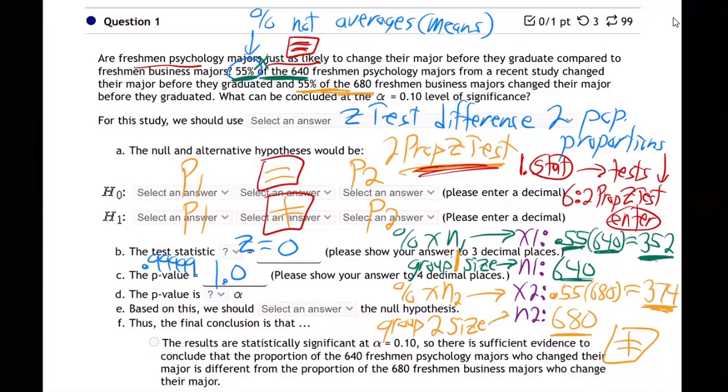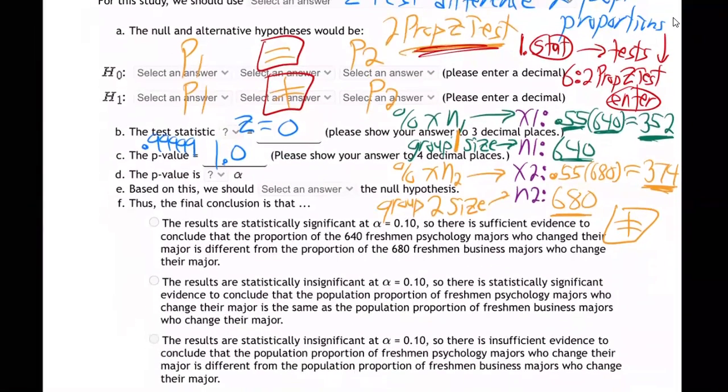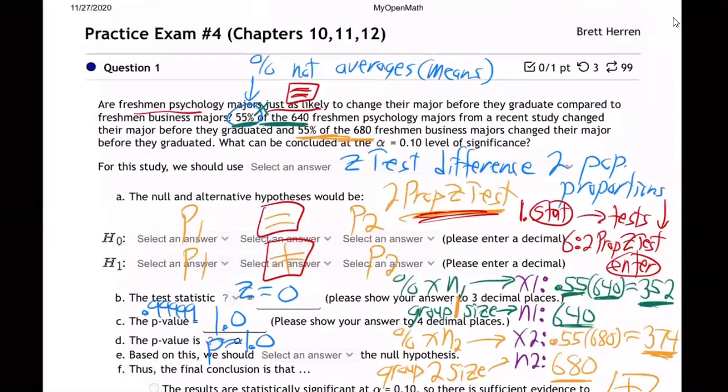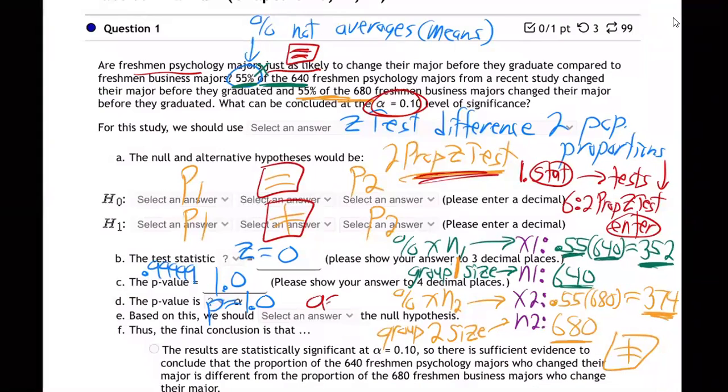What's the question that we always answer? How does the p-value compare to the alpha level? So again, the p is 1.0. What's the alpha? Right here, 0.10. 1.0 is much greater than 0.10. 1.0 really means 100%.